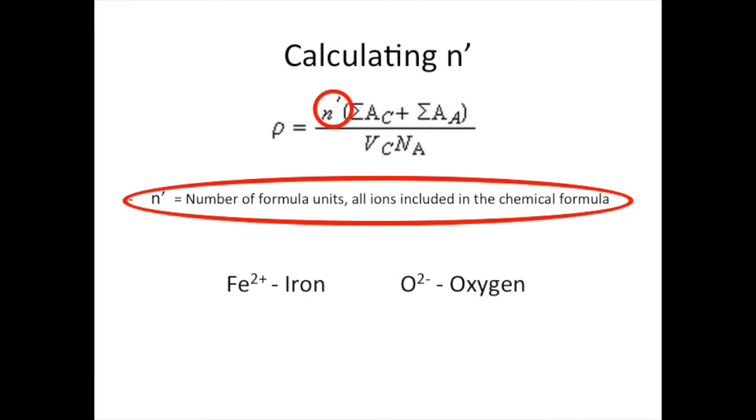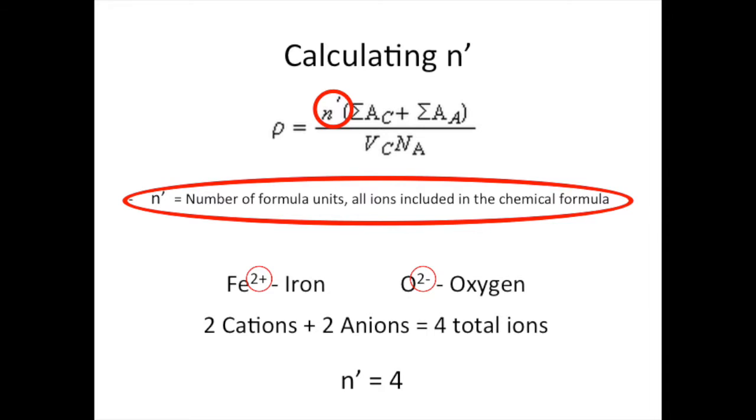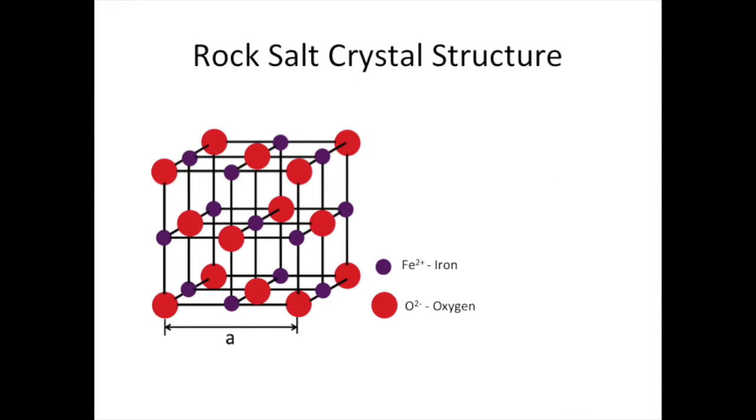To find the N apostrophe, one must count the total ions. For FeO there was 4, because the iron ion has a 2 plus charge and the oxygen has a 2 minus charge. So when you add up the two charges, there are 4 ions total, 2 for the cation, 2 for the anion. FeO is a rock salt. This crystal structure looks like this.